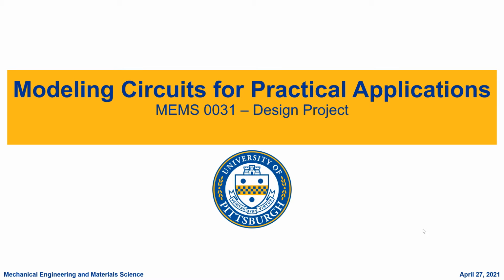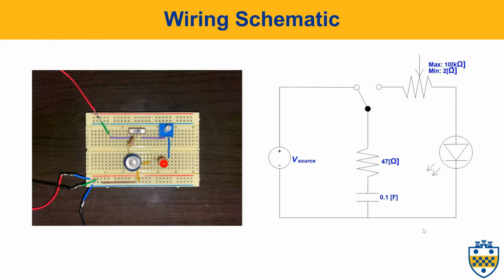Today we'll be modeling a circuit to be used in a practical application. Our design today includes a capacitor storing a voltage potential to then be released when a switch is flipped. When the switch is flipped, the capacitor will power the LED without the use of any other voltage source.